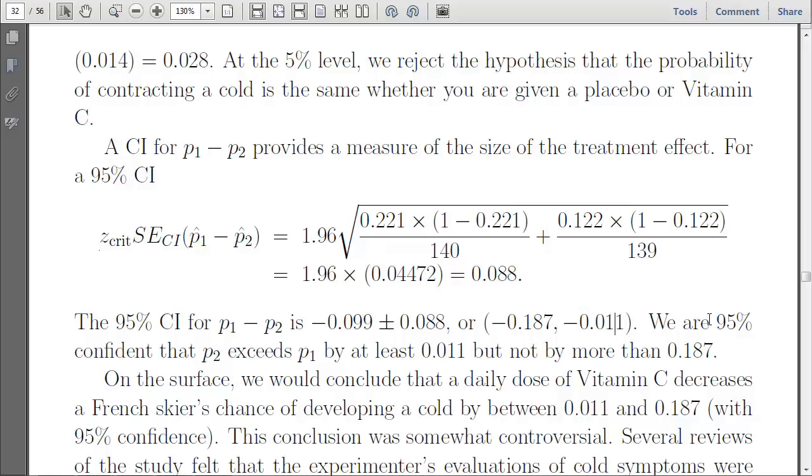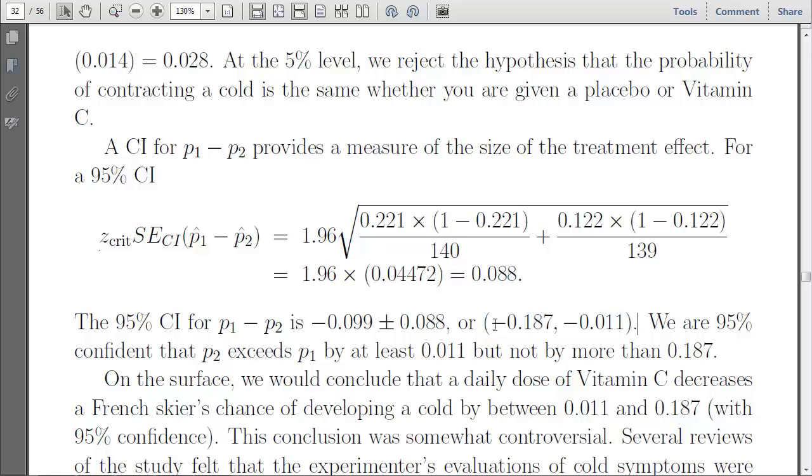And so we're 95% confident that the difference is in this interval. I really hate the definition of confidence. We're actually 95% confident that before we collect the data, we get a confidence interval that includes the true population difference between vitamin C and placebo group.